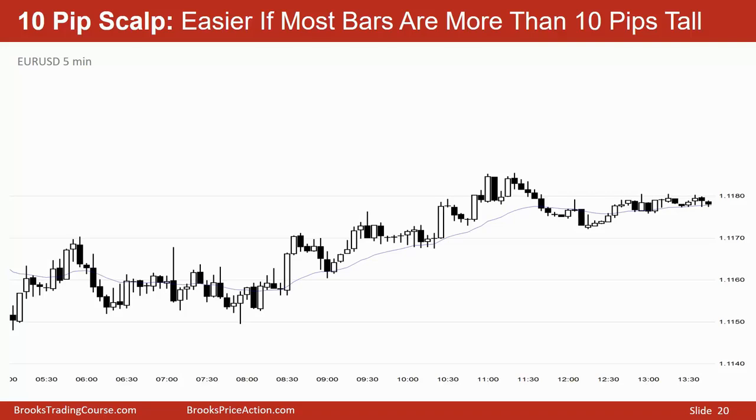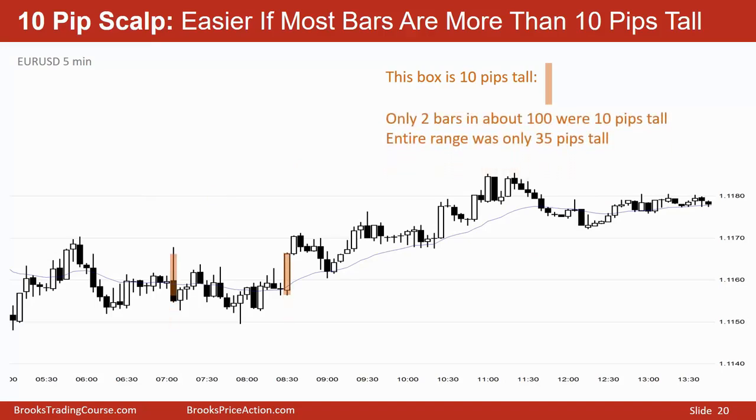I mentioned that in the Forex market, it's better only to scalp for at least 10 pips. Look at this bar, this box right here. I'm using it as a ruler, a measuring stick. That's 10 pips tall. Look at the bars on this chart.